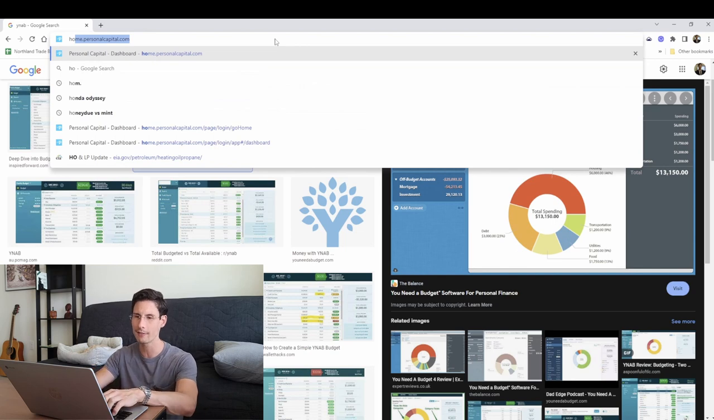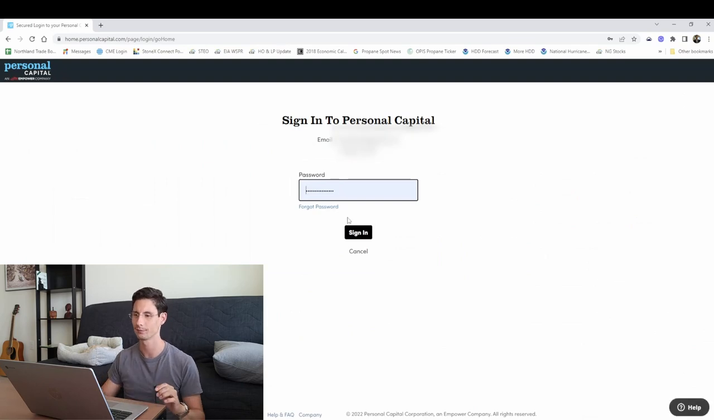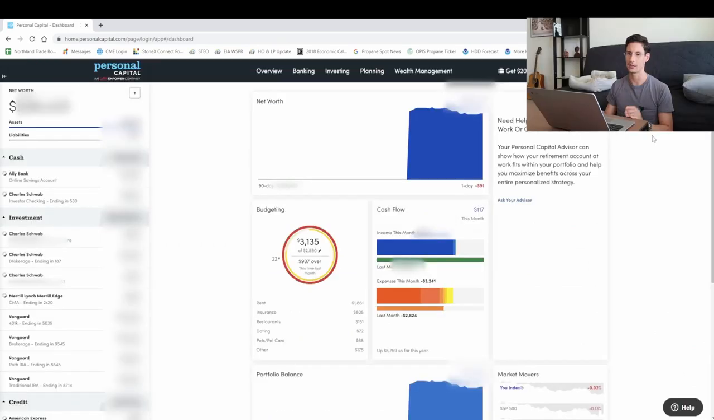So, I did have them way back in the day. Recently got them back. I got a new account set up more recently as I decided to ditch Quicken. Here's the dashboard. Immediately you can see it's very similar to the other pieces of software that we looked at. You've got all your accounts on the left.